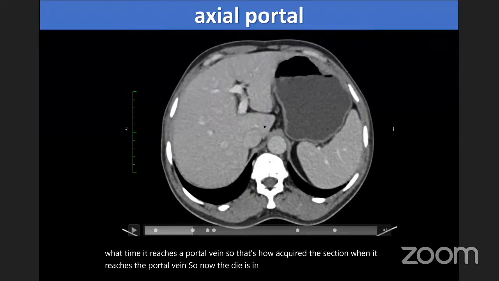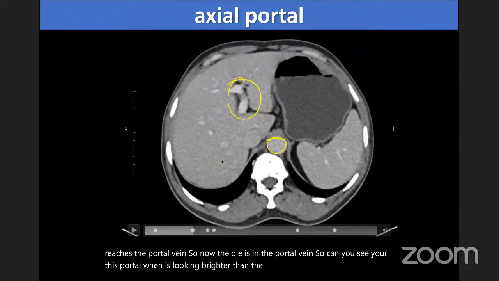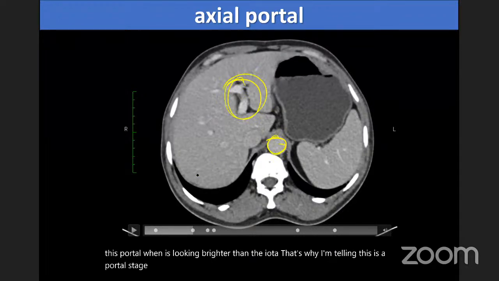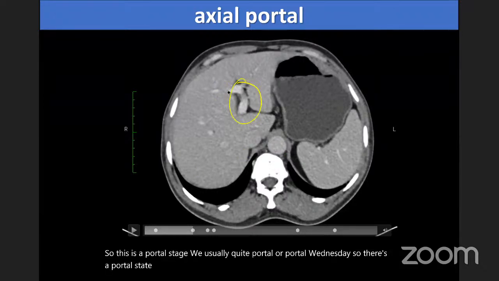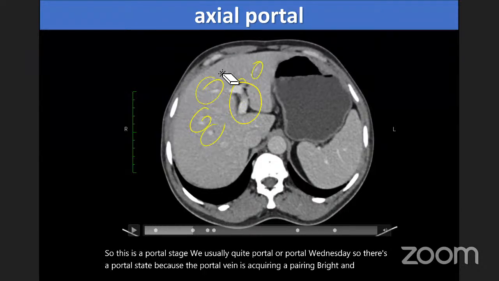So can you see here, this portal vein is looking brighter than the aorta. That's why I'm telling this is the portal stage. This is looking brighter than the aorta and the IVC. So this is a portal stage. We usually acquire the portal or portovenous stage. This is a portal stage because the portal vein is appearing bright and the portal radicals in the liver are appearing bright. So that is the difference.